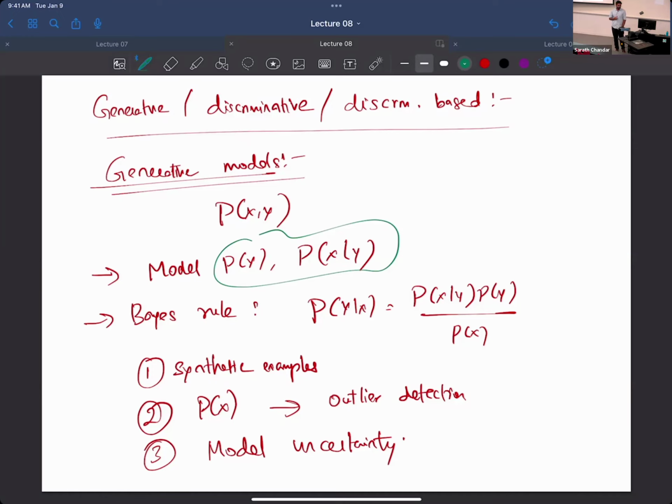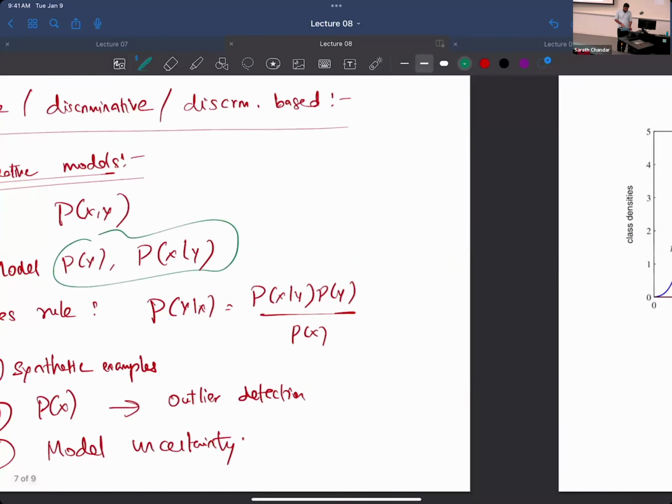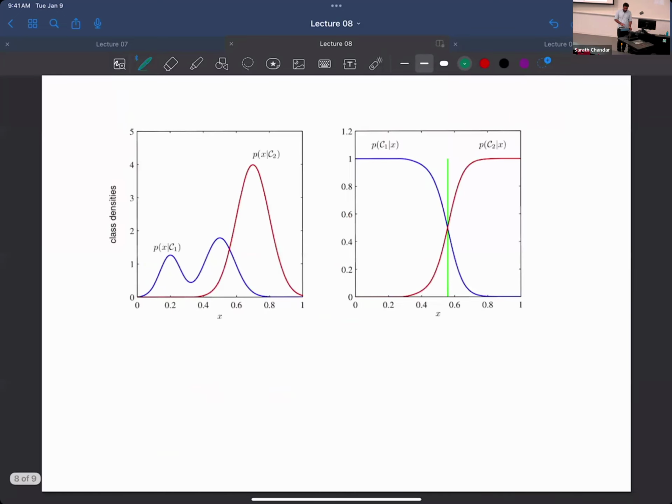Okay, so traditionally, maybe let me do the discriminative models first, then I will go back to the anecdote. Okay, let's look at discriminative models. The nice thing about discriminative models is just that they are simple. So for example, let's take this classification problem where it's a two-class classification.